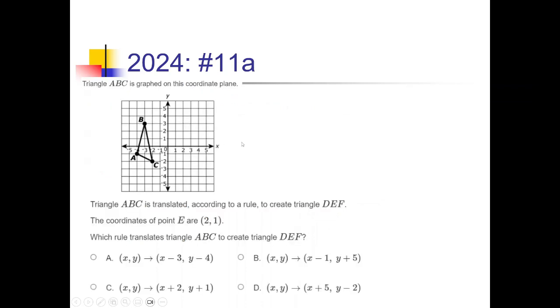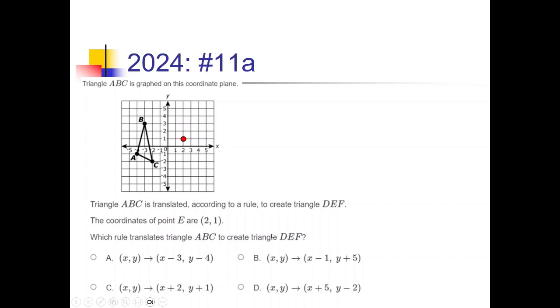For 11, this one's got a couple parts to it. For this first part, we have this triangle being translated according to some rule to create triangle DEF, which they're not showing. They are telling us that the coordinates of point E are (2, 1). So let me put that on the graph here, (2, 1). There we go. Now they want to know which rule translates triangle ABC to create triangle DEF.